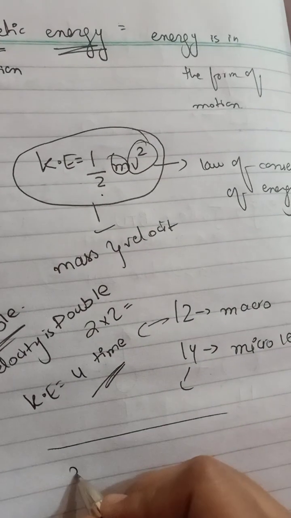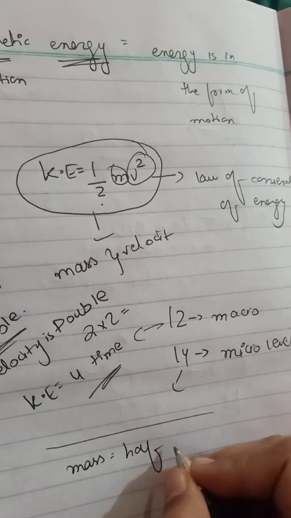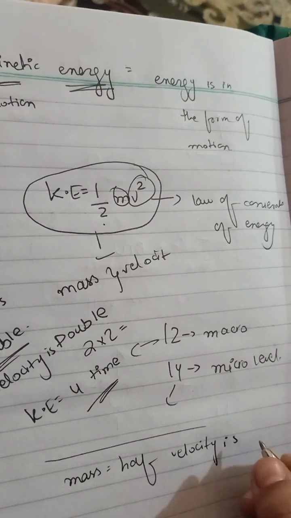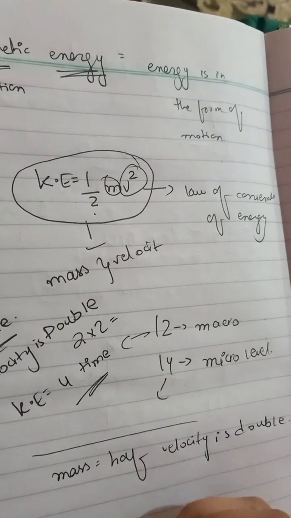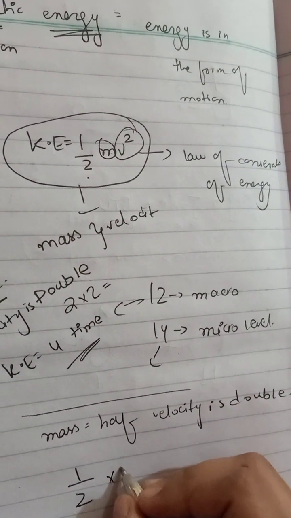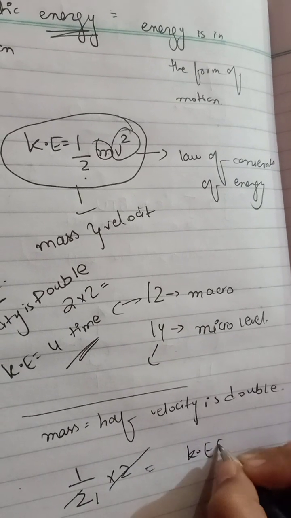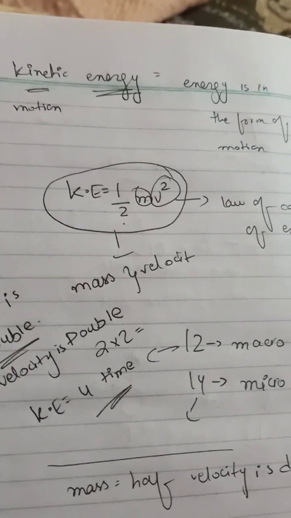For example, if the mass is half and the velocity is double, what will be the kinetic energy? The mass is half, which means 1/2, and the velocity is double, 2 into 2, so the kinetic energy will remain the same. This type of question can be asked in MCQs.